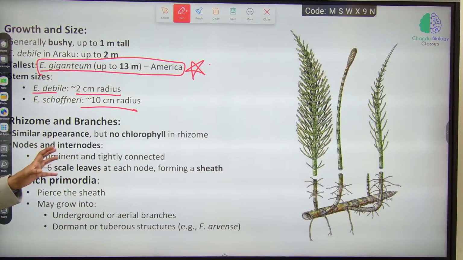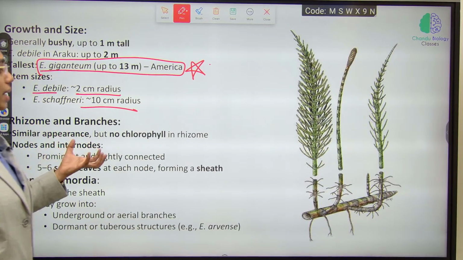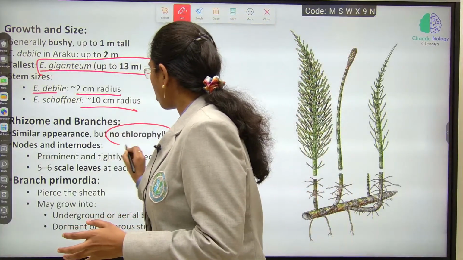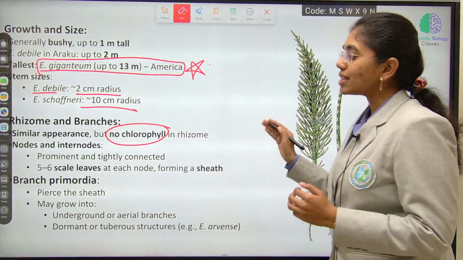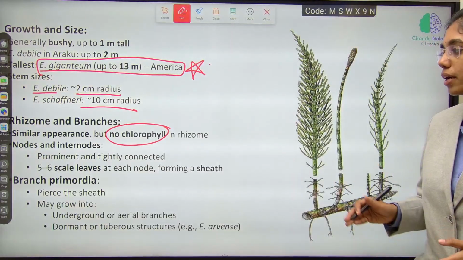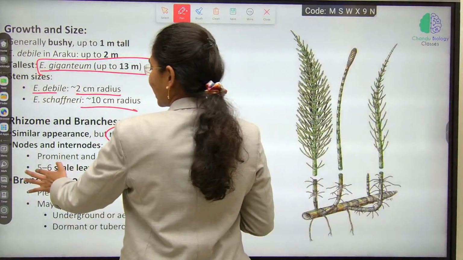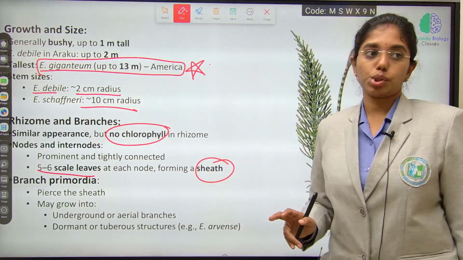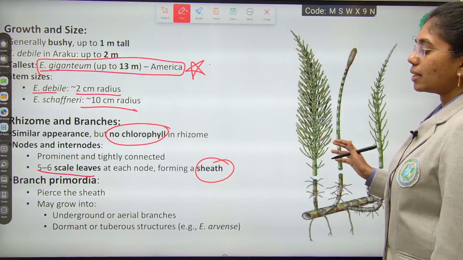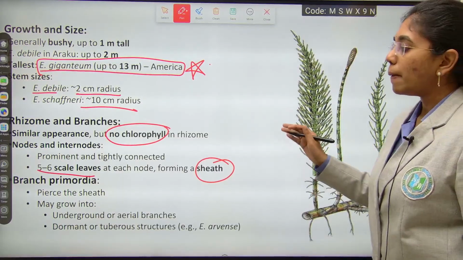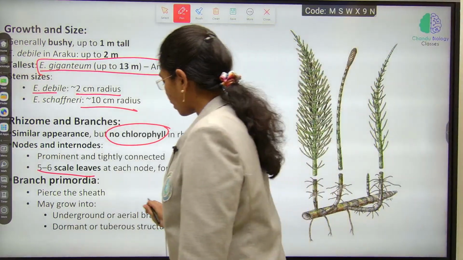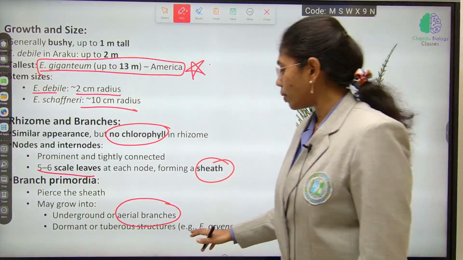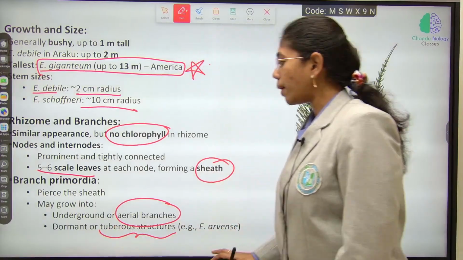Next, if you see the rhizome and its branches, you see a similar appearance, but there is no chlorophyll in the rhizome. Nodes and internodes are more prominent. You can see 5 to 6 scaly leaves at each node, forming a sheath-like structure. Branch primordia pierce the sheath. They may grow into underground or aerial branches. Both branches can be found. Dormant or tuberous structures are present. Fine, right?